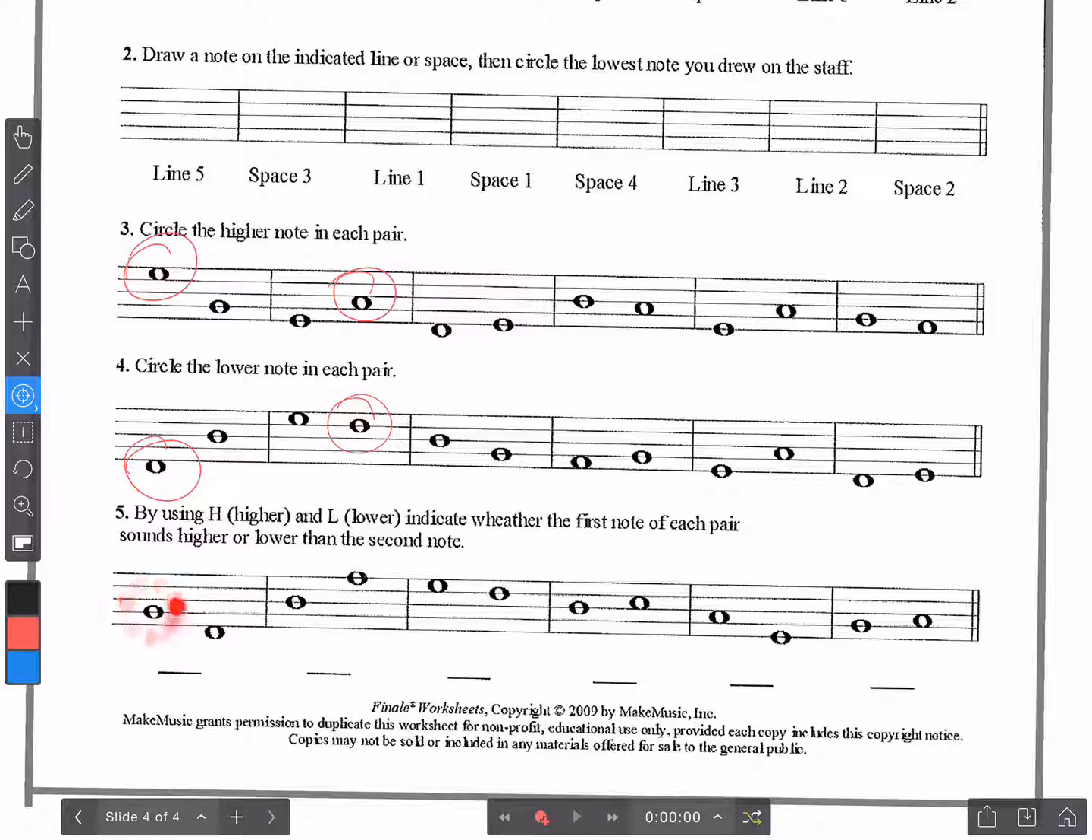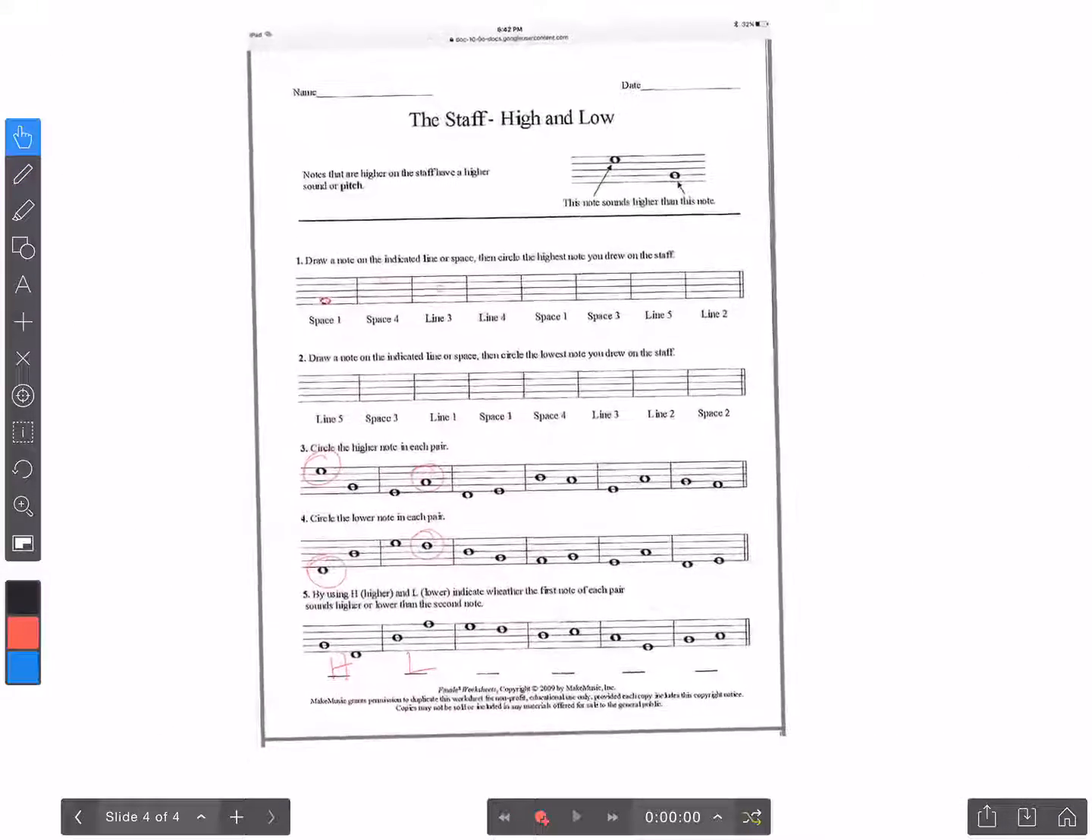So here's the first note. Is it higher or lower? It's higher. And then in the next part, here's the first note. Is it higher or lower? Obviously, it's lower. There you go. Yes, this is very, very easy, but I just need to start at the beginning.